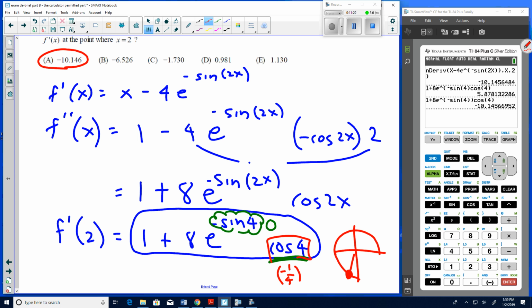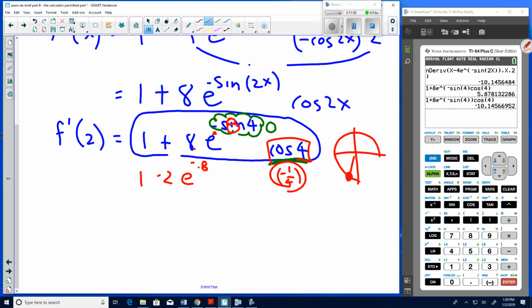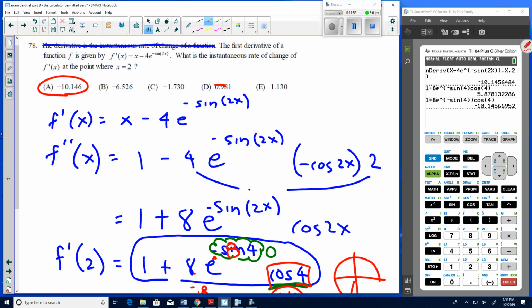So this is e to the 0.8 power. Is that going to help me at all? We're supposed to come up with a negative 10. Let's see, we've got 1 plus, here's the negative 1/4 times 8, so that's negative 2. And then we're going to have e to the negative 0.8 power. Certainly this is going to be a negative number. So, I mean, if we had to guess, I suppose we could throw these out.